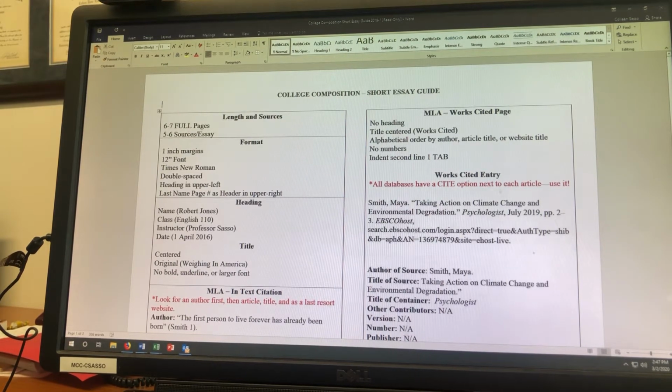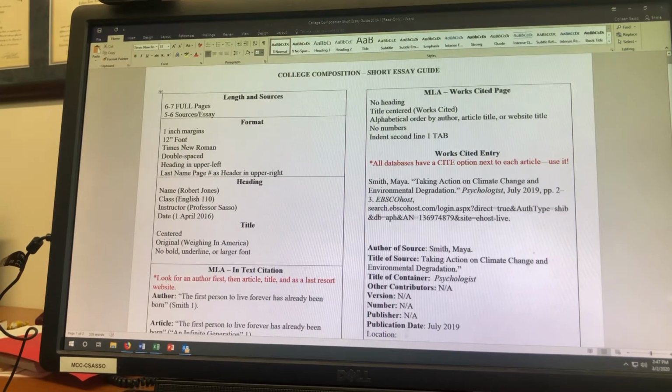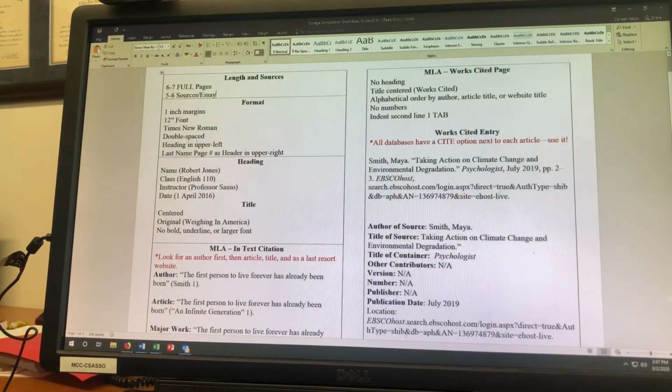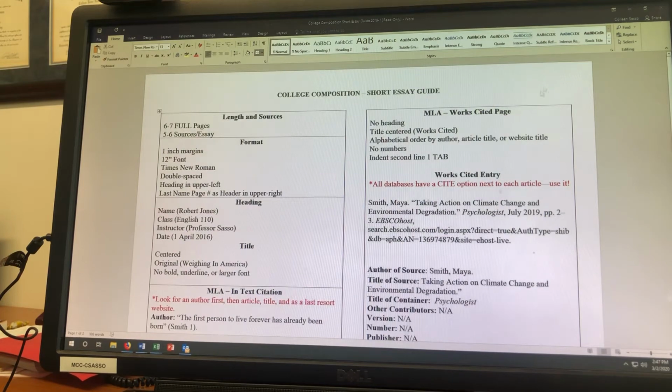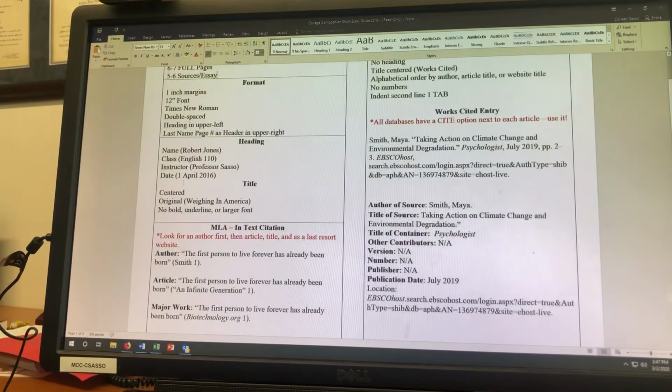Most of our essays will be about 6 to 7 pages, and basic Times New Roman, 12 font, 1-inch margins. Everything is double spaced. You have this heading in your upper left, and your last name and page number is the header over here on every page. In MLA, the heading looks like this. And remember that every essay should have a title, and it should be centered in the middle of the page. You don't have to bold, underline, or make it a different color. It really just is the title centered.